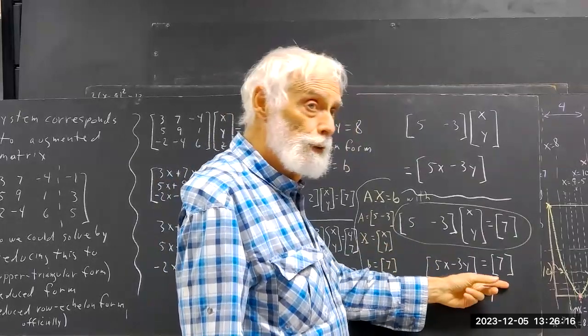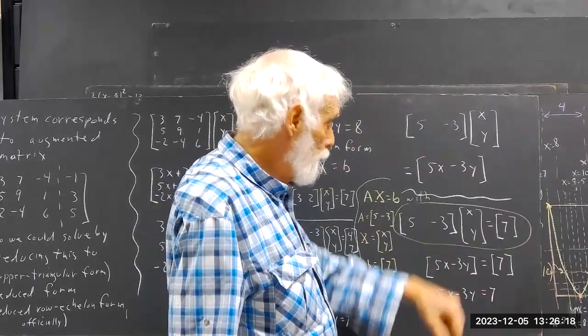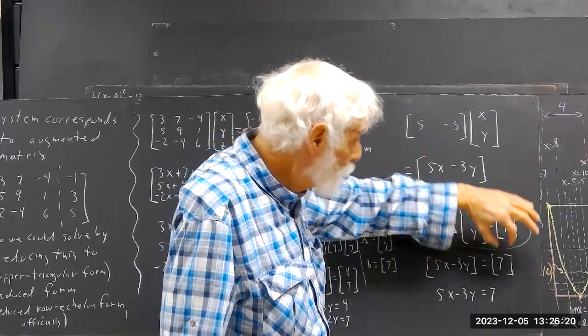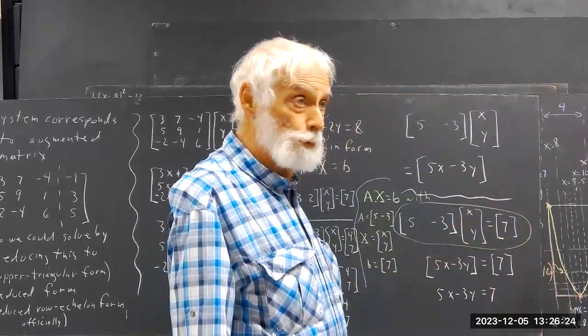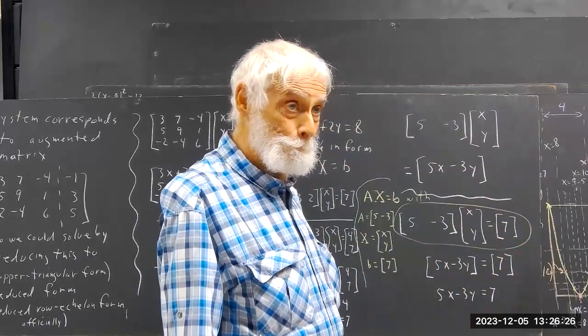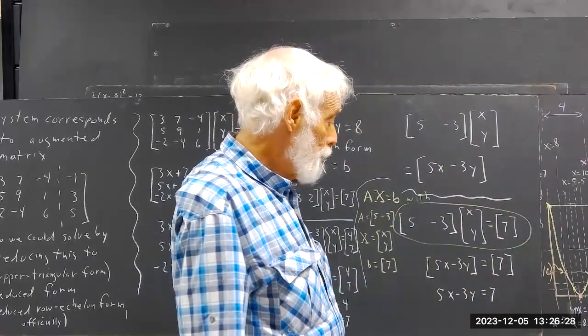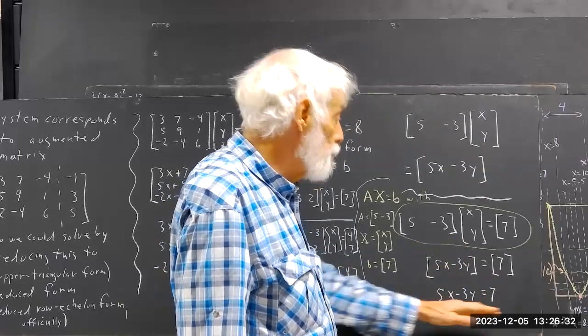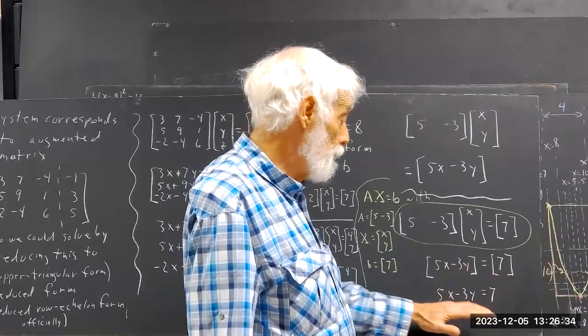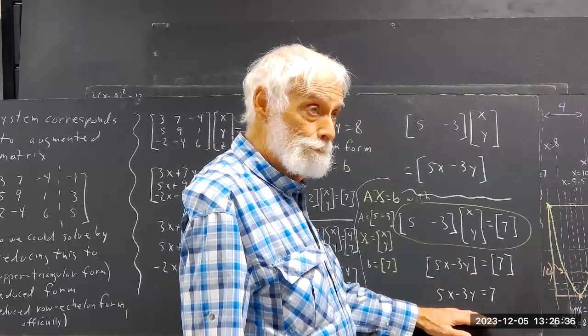If this matrix equals this matrix, then the only thing in this matrix has to equal the only thing in this matrix. So 5x -3y has to equal 7. But this is saying something different than this. It's saying this is a matrix and this is just an equation. This is a matrix equation. This is just an equation.